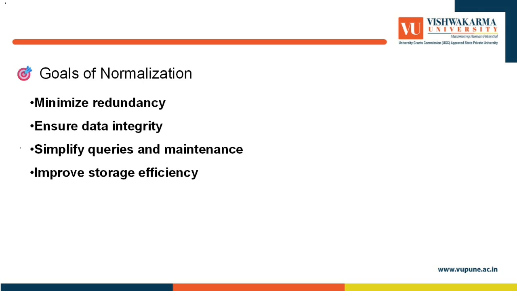Last is improve storage efficiency. Think about it. When data is repeated over and over, it wastes a lot of space. Normalization removes that redundancy. By storing data just once and referencing it when needed, you save a ton of storage, especially when you are dealing with thousands or even millions of records. So yeah, normalization isn't just about looking good on paper. It actually helps your database run faster, better and smarter.